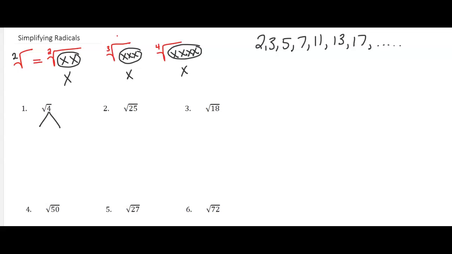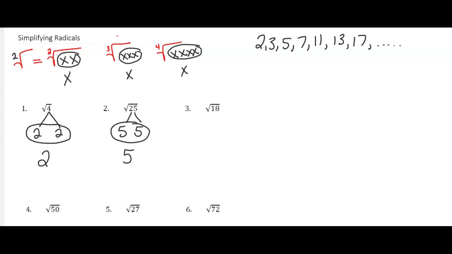So 4 is the product of 2 and 2. I can break down 2 again, but I just get 2 and 1. So this is what you get. In order to take it out of the square root, I have to have a pair, and I have 1 pair of 2's. So my answer is just the square root of 2. All right, here, 25 is just 5 times 5. And again, I have to have a pair, and I have 1 pair. So my answer is just 5.